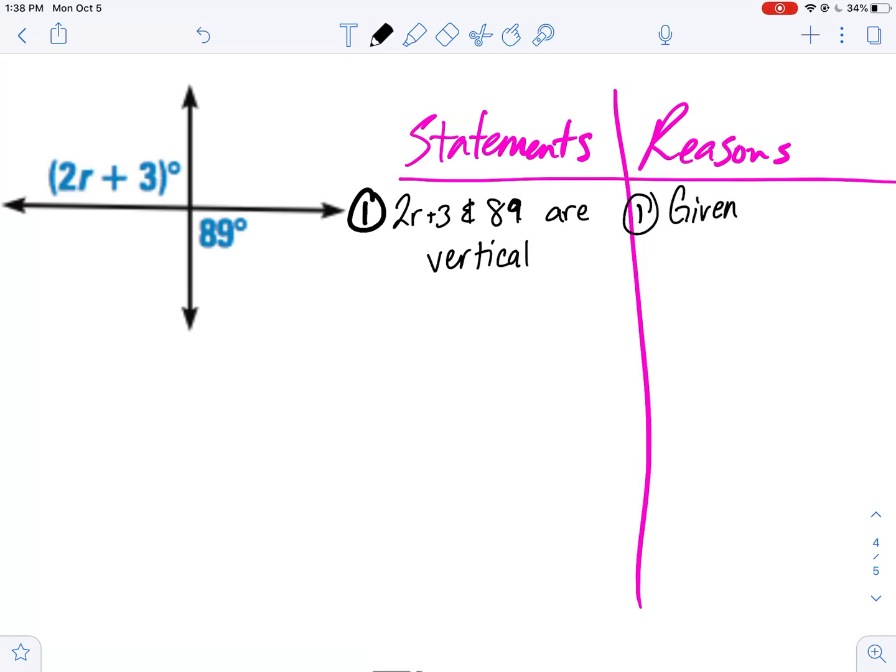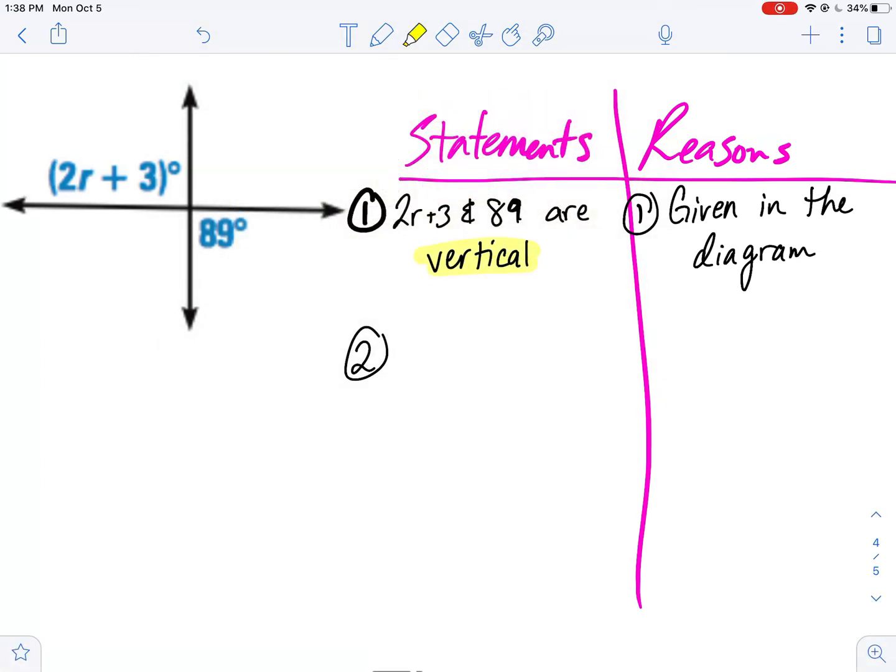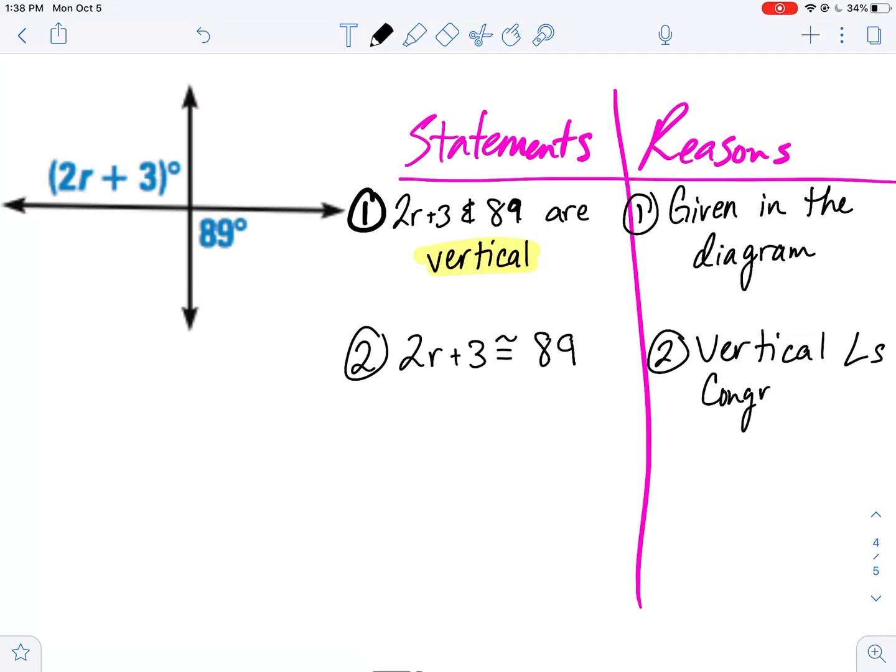And we could say that's given in the diagram. And now that we know they're vertical angles, what do I know about vertical angles? Well, I know they're congruent, so 2r plus 3 is congruent to 89 by the vertical angles congruence theorem.